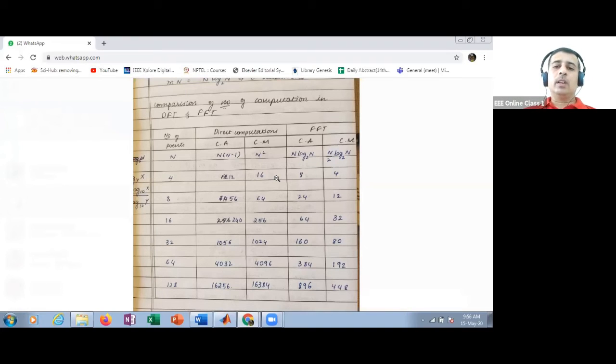So we can see here that when n is equal to 4, the number of complex additions required is 4 into (4 minus 1), that is 4 into 3, which is 12. With respect to multiplication, it was 16. But with an FFT, it becomes 8 and 4.